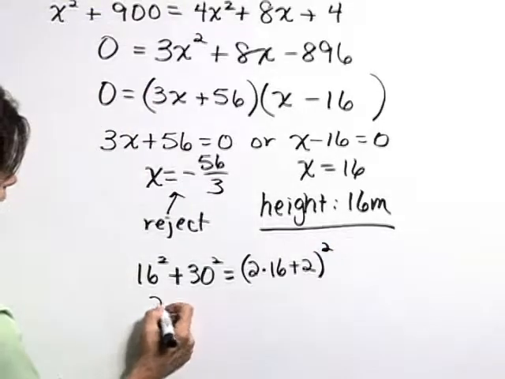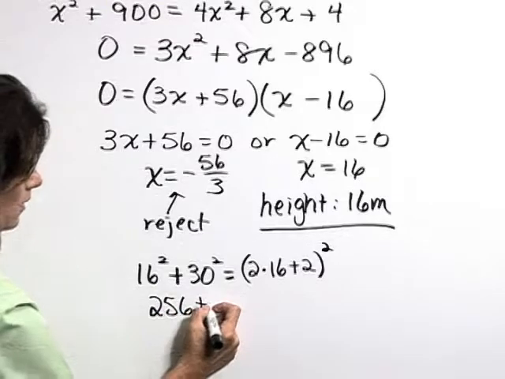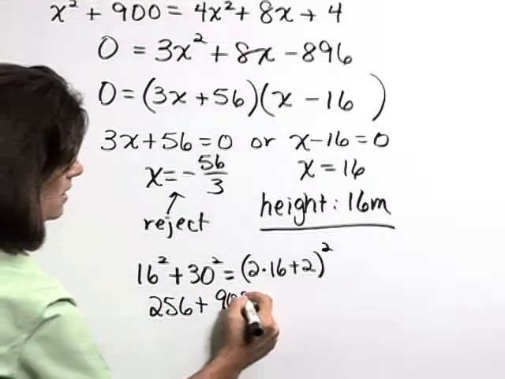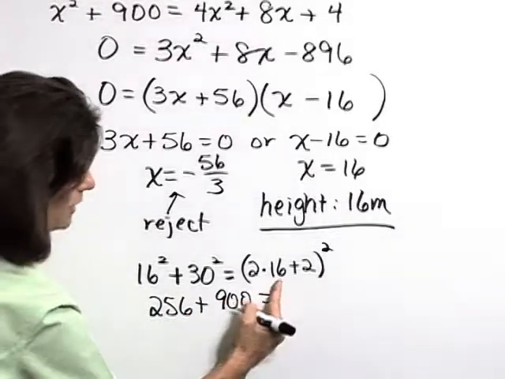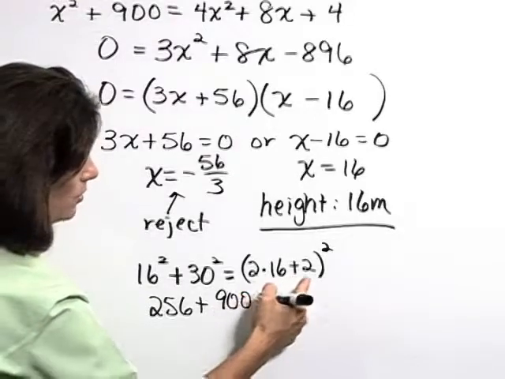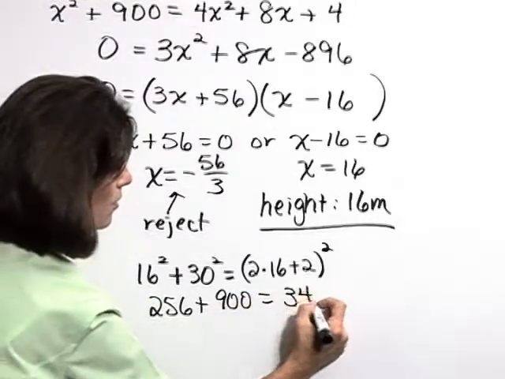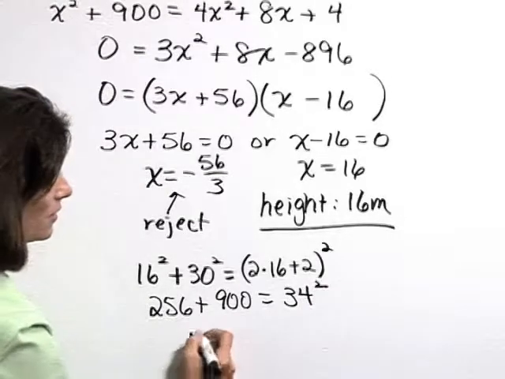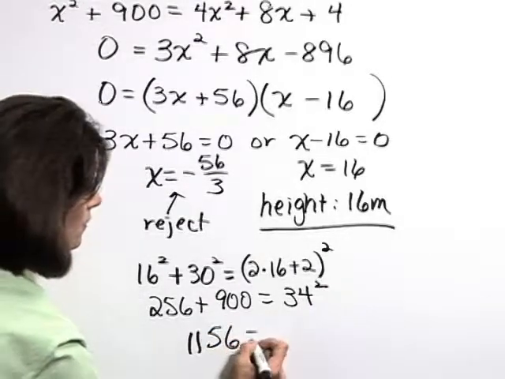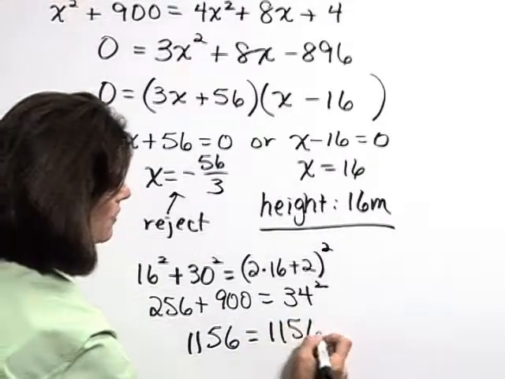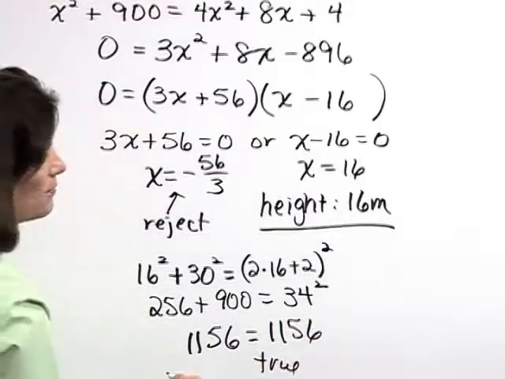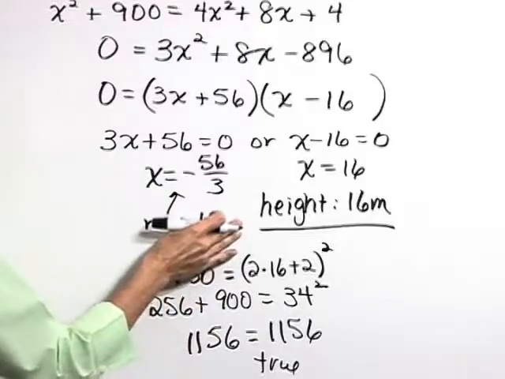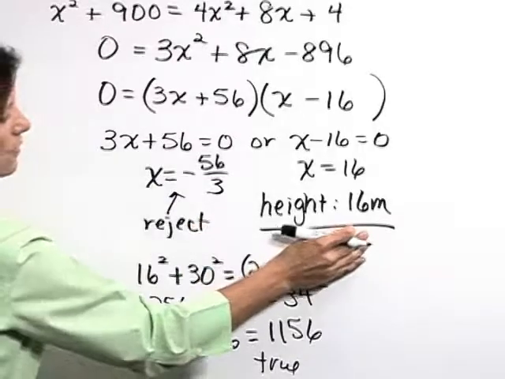Well, 16 squared is 256. 30 squared, that's 900. 2 times 16, 32, plus 2 is 34. Square it. 256 and 900 is 1156. 34 squared is 1156 also. This is a true statement. Therefore, the height of this tower is 16 meters.